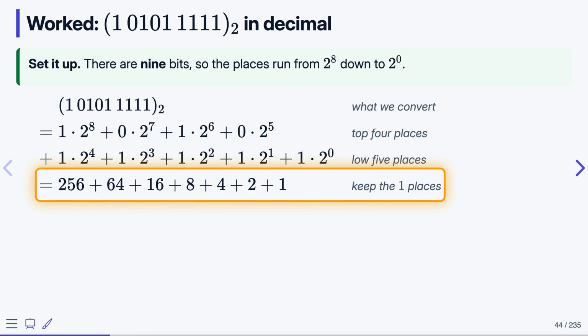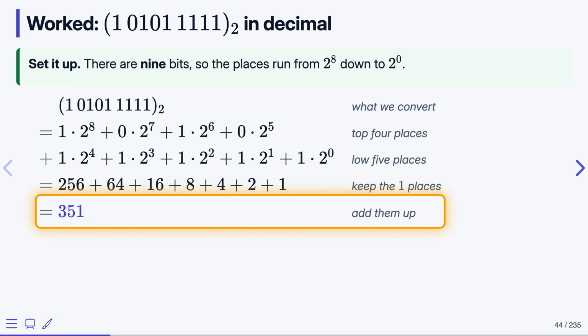Step 3. Throw away every place that holds a 0 and write the values of the rest. 2 to the 8th is 256. 2 to the 6th is 64. Then 16, 8, 4, 2, and 1. Step 4. Add them all up. The answer is 351.